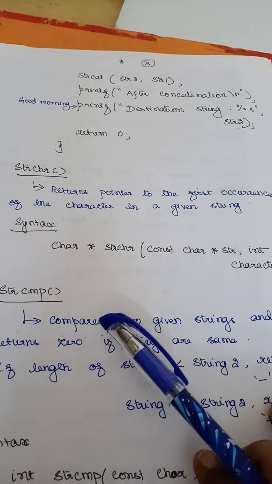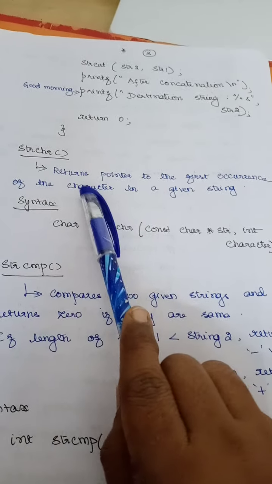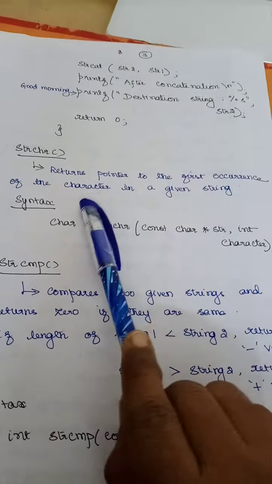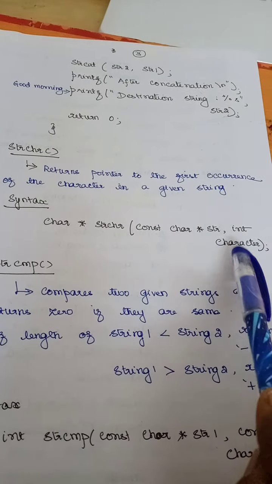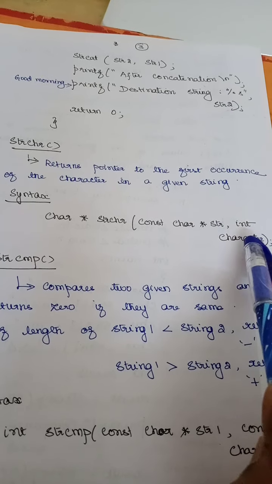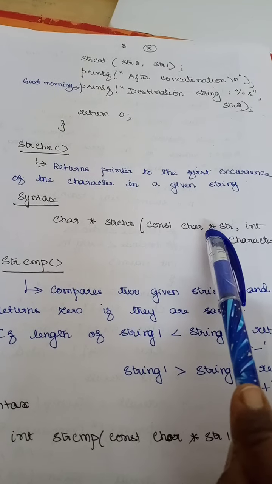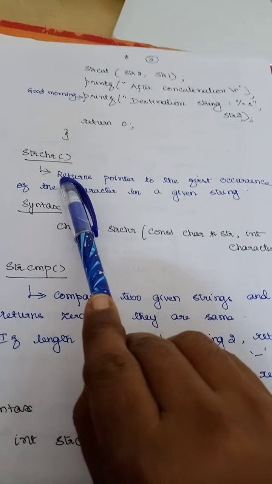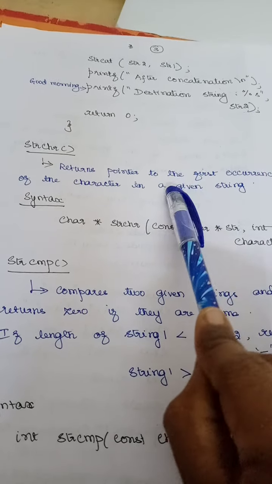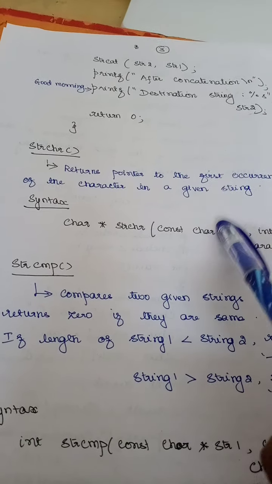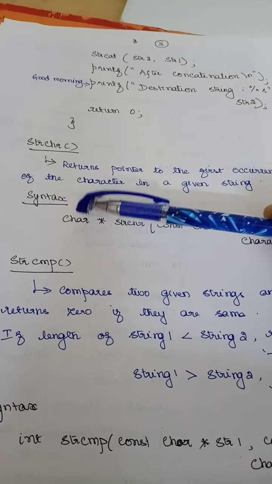Now we'll move on to string character. I already told you the string character is nothing but a function that returns the pointer to the first occurrence of a character in a given string. So suppose I want to find a character and find out at which position it is present, then I can find it with the help of string char. And this is going to return the location where that particular character occurs. We'll see this example later.